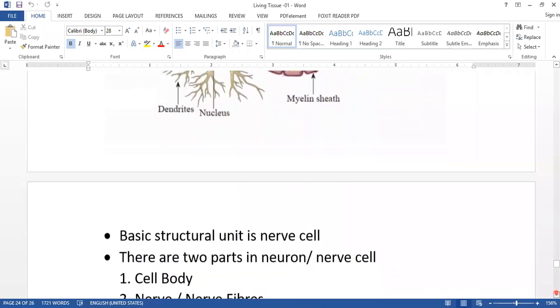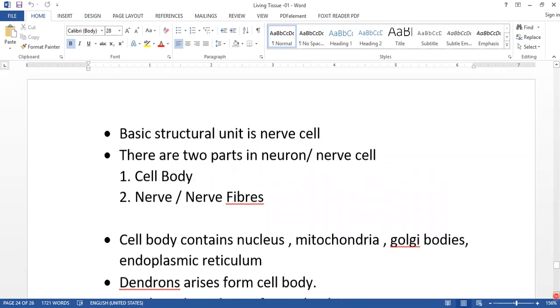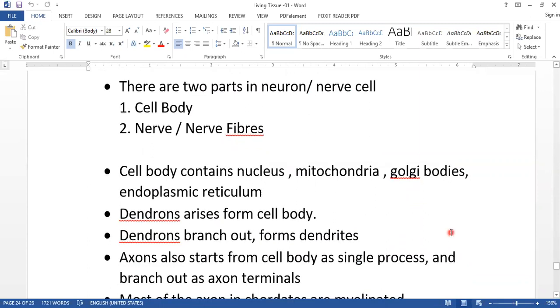Also, if you look at the picture, the basic structural unit is the nerve cell, or you can say neuron. There are two parts in this neuron: the cell body and the nerve fiber. The cell body contains mainly nucleus, mitochondria, Golgi bodies, and endoplasmic reticulum, which means SER and RER. Like our animal cell, the nerve cell is a type of animal cell, but it has a different shape.